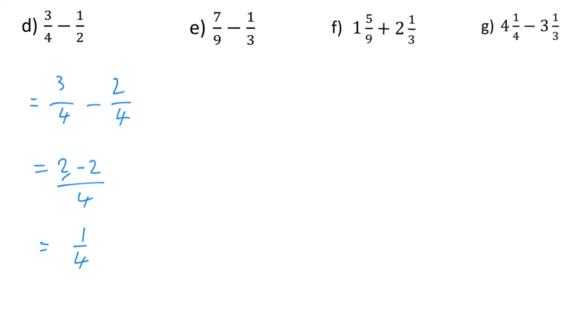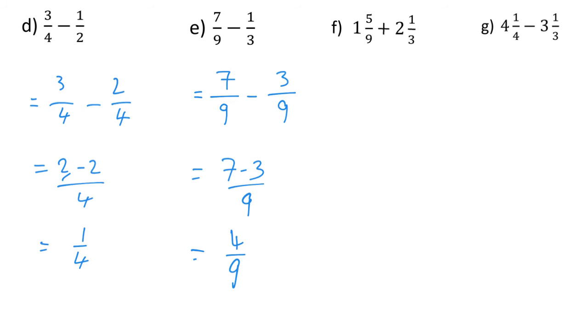Example E, 7/9 take away 1/3. The common denominator here is 9. So the 7 doesn't change. To get from thirds to ninths, we multiply by 3. So if we multiply the numerator by 3, we'll get 3. That's 7 take away 3 over 9, which is 4 over 9.